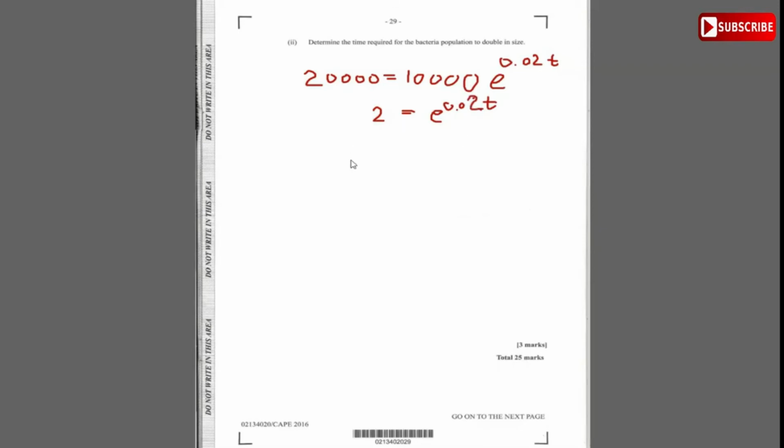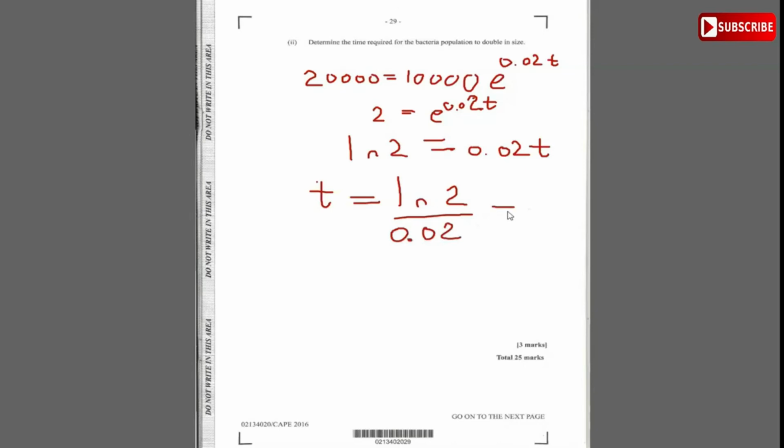Then we take ln of both sides. And so ln2 is equal to, taking ln, you're going to get ln2 is equal to, ln e is 1, so ln2 is equal to 0.02t. So divide both sides by 0.02. And so t is really just equal to ln2 divided by 0.02. That's t. Nice and easy.